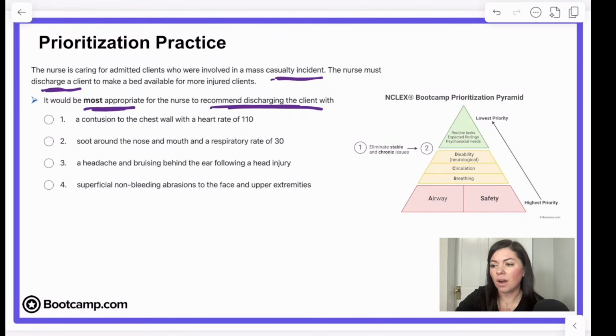Our options are a contusion to the chest wall with a heart rate of 110, soot around the nose and mouth and a respiratory rate of 30, a headache and bruising behind the ear following a head injury, and superficial non-bleeding abrasions to the face and upper extremities. So let's take a closer look.